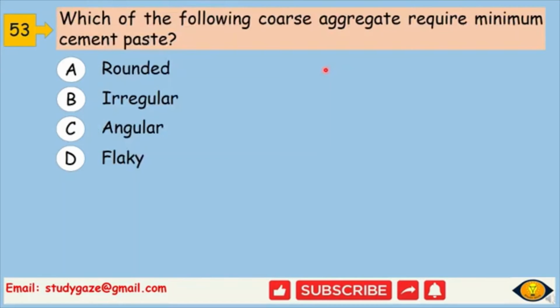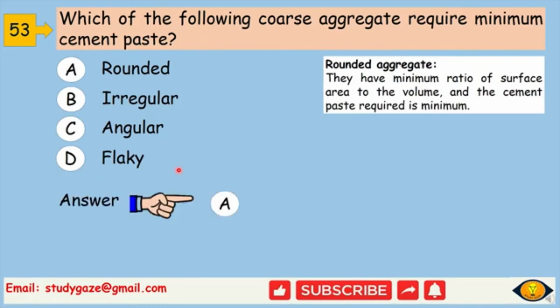53. Which of the following coarse aggregate require minimum cement paste? Rounded, irregular, angular, flaky. Answer will be A. Rounded, because they have minimum ratio of surface area to the volume and the cement paste required is minimum.